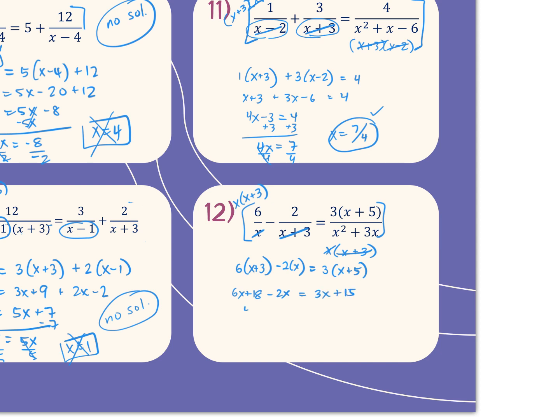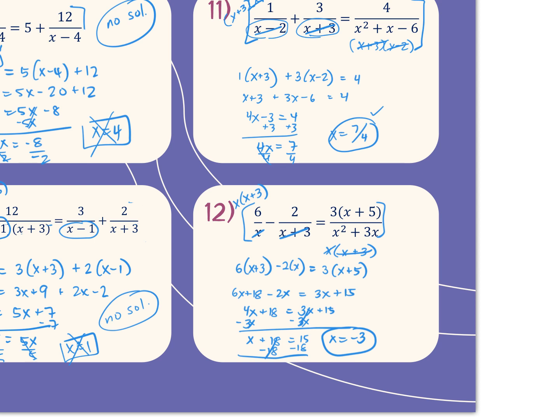I'm going to simplify my side. I get 4x plus 18 equals 3x plus 15. Subtract 3x from both sides, and I get x plus 18 equals 15. Subtract 18 from both sides, and I get x equals -3. And so that's my solution there.